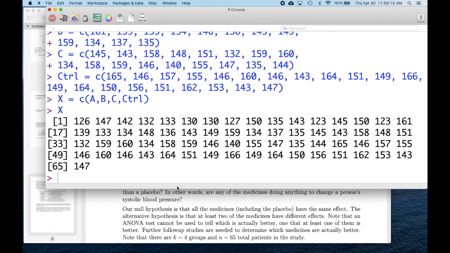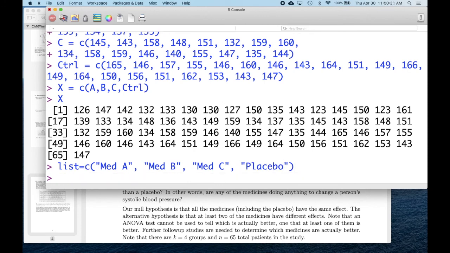And let's see, then I want to list out the medicines. So we're going to have medicine A, medicine B, medicine C, and the placebo. Okay, so that's going to be our list of medicines. And what I want to do is define a list of medicines where we're going to take this list and repeat it a certain number of times.